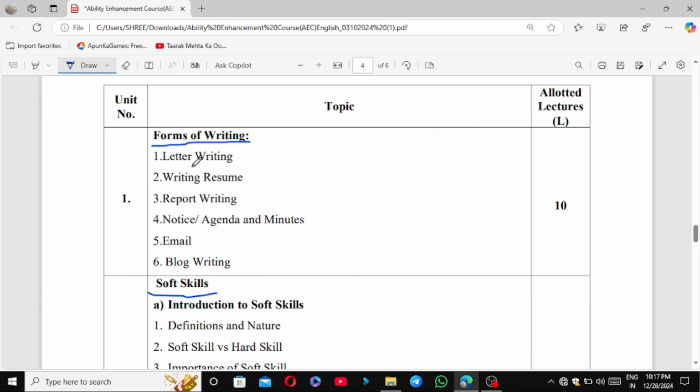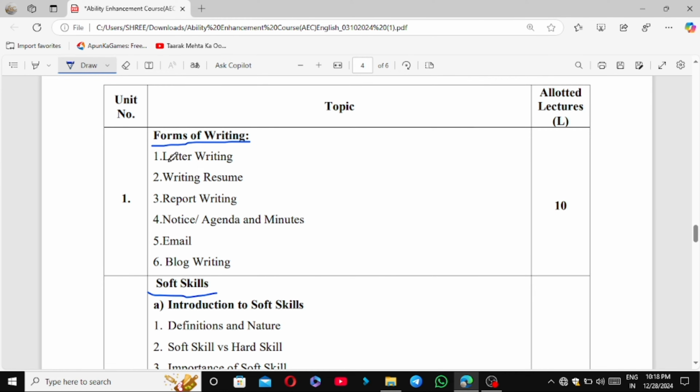Okay, there are various forms of writing. First is letter writing. As you know, in your 10th board examination, you will write a letter in the writing skill section. Okay, in your SSC board examination, there is an English subject, and in that English subject, you are given a section D or section E, I think the last section, that is writing skill. Okay, in writing skill, you are given letter writing, dialogue writing, report writing, etc. Okay, these are forms of writing.